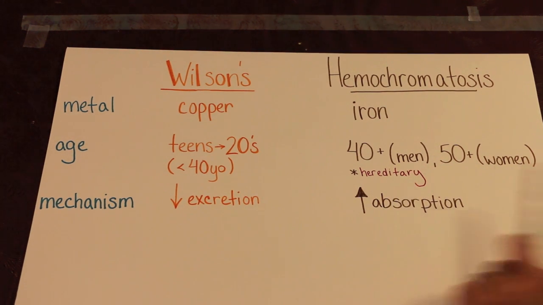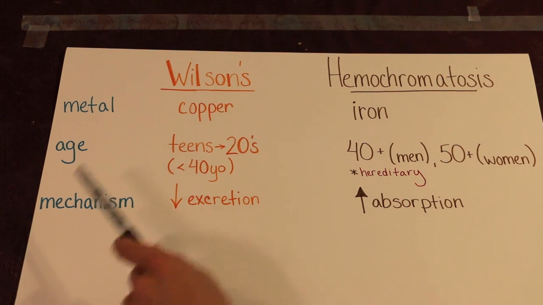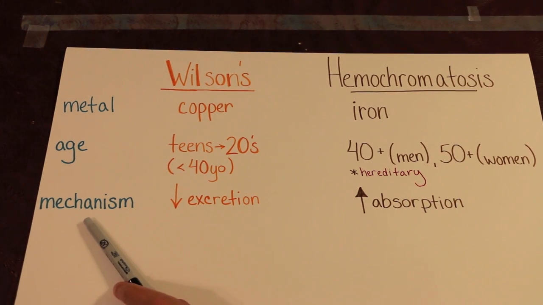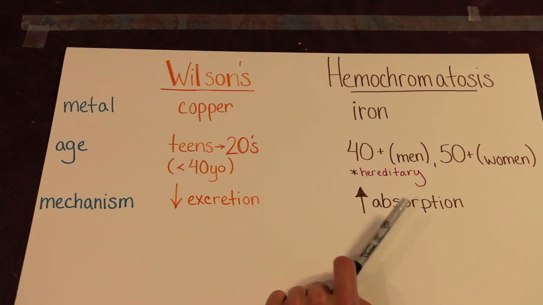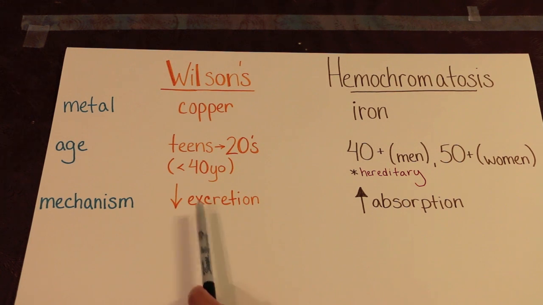Another fact to keep straight is the mechanism of the two diseases. In hemochromatosis, remember, it's an excess absorption of iron, whereas in Wilson's disease, it's a defect in copper excretion. There is no mechanism of iron excretion besides for blood loss, which is why we use phlebotomy as treatment.